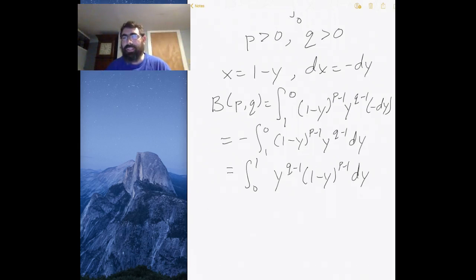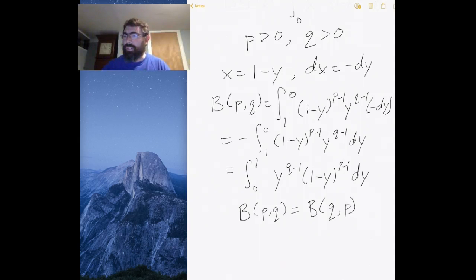And since x and y are just dummy variables, they don't really have any meaning yet, I could write the beta function with an x or with a y. So in the end, what we have is that the beta function of (p, q) is equal to the beta function if I switch them and make it (q, p). So if p was 1 and q was 2, then the beta function of (1, 2) would be equal to the beta function of (2, 1).